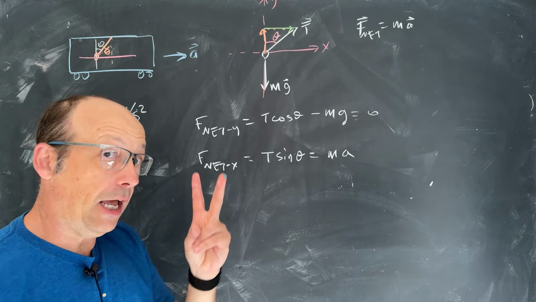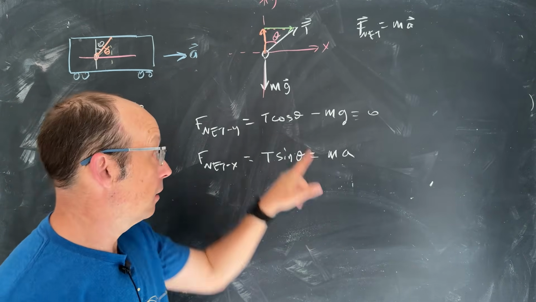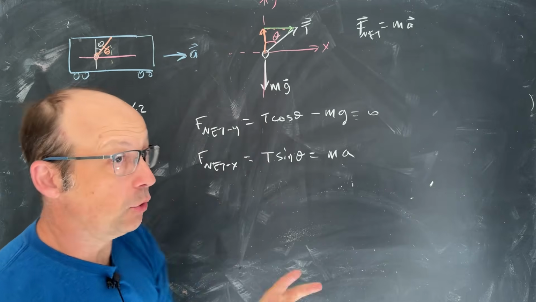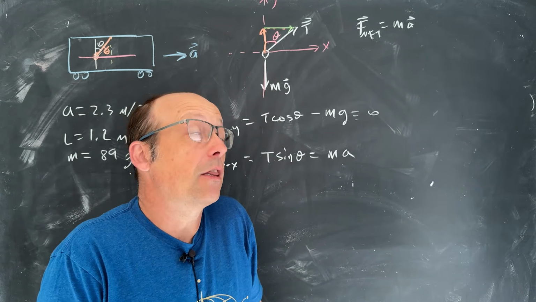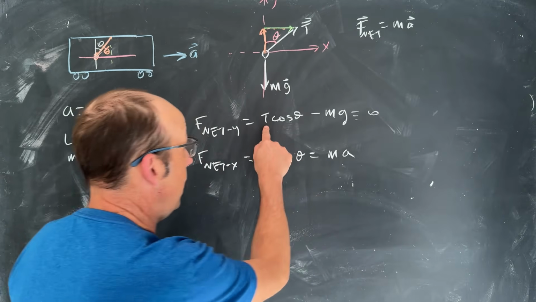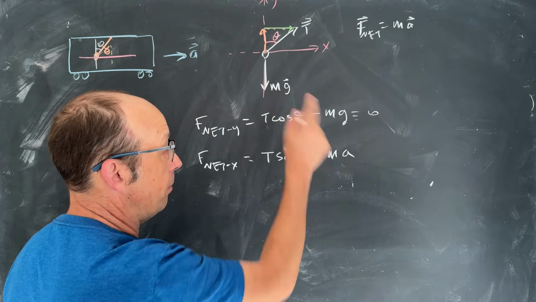Okay, now I want to find theta, but I don't know T. So I actually have two equations, two unknowns. How do you solve two equations, two unknowns? The best way is to just take one of the equations, solve for T, and plug in the other equation.